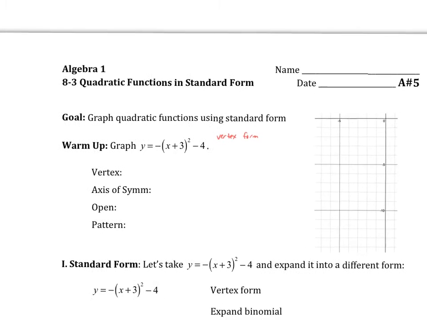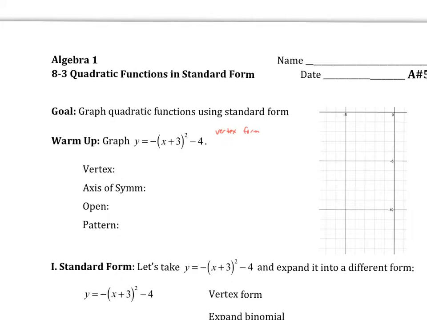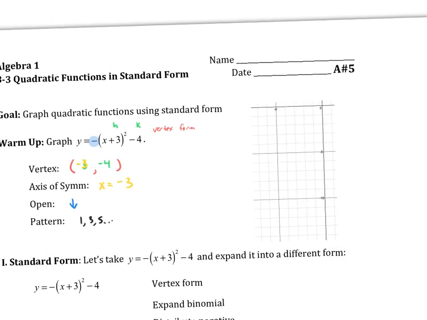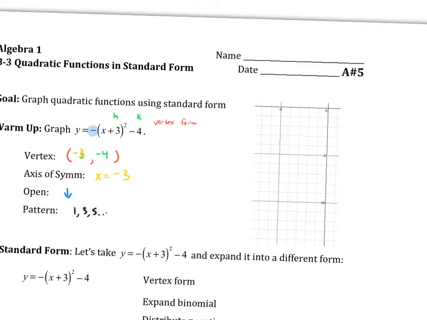So let's review here and see what we do get when we are trying to graph. So our vertex comes from here, h and k, -3, -4, opposite of what I see there. Axis of symmetry comes from here, x is -3, which is a vertical line. It opens downward because of that negative, and the pattern is 1, 3, 5, going in the downward direction. So let's go ahead and graph this guy right there. So -3, -4 lives right here. I'm going downward, and my direction is down 1, right 1.